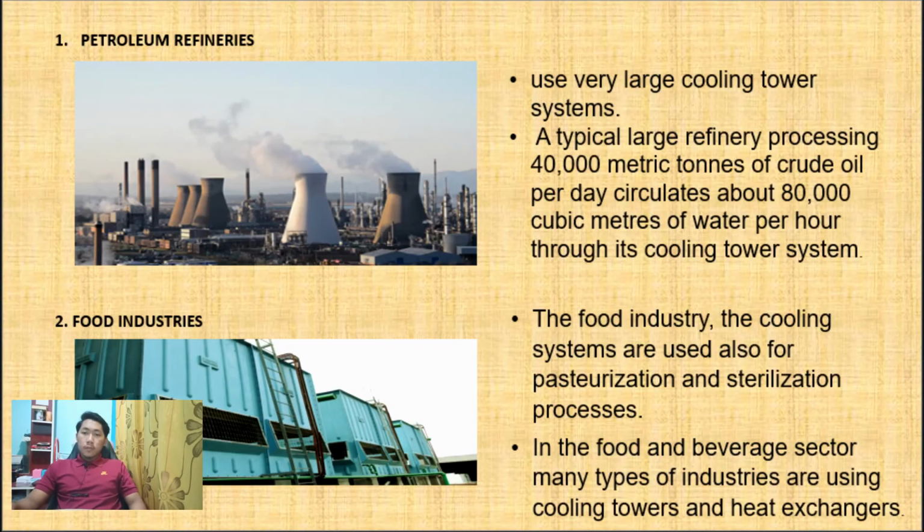Okay, we go to the first application of cooling towers in industry. Firstly, petroleum refineries. This application uses very large cooling tower systems. A typical large refinery processing 40,000 metric tons of crude oil per day circulates about 80,000 cubic meters of water per hour through its cooling tower system.